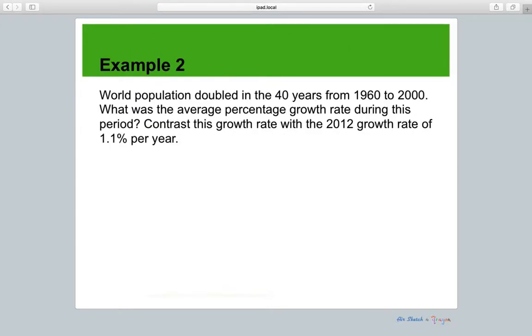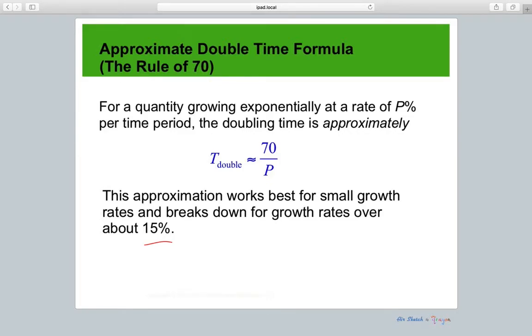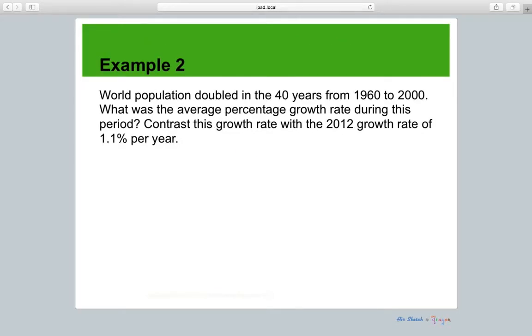All right, world population doubled in the 40 years from 1960 to 2000. What was the average percentage growth rate during this period? Contrast this growth rate with the 2012 growth rate of 1.1% per year. So we can use this formula to answer that question. We know that T double is approximately 70 over p, where p is our percent growth rate.